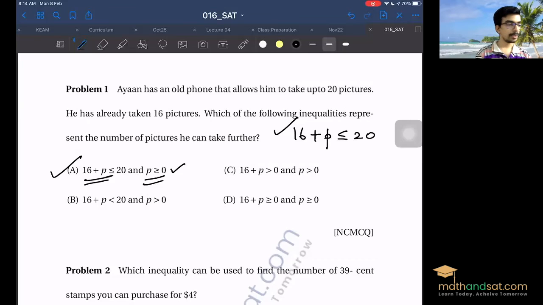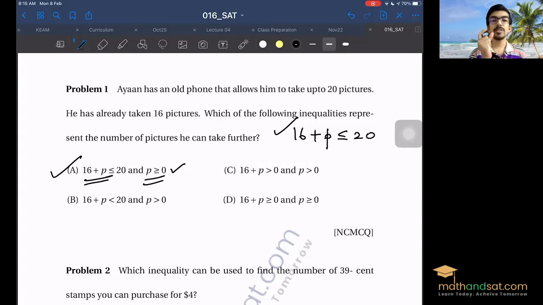Hope this is clear. Is there any confusion? Do let me know. Is this okay? Yeah.